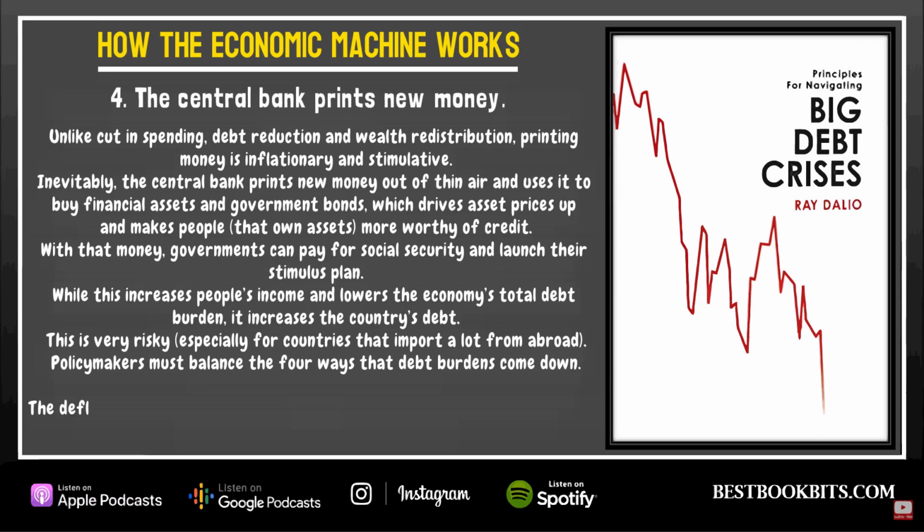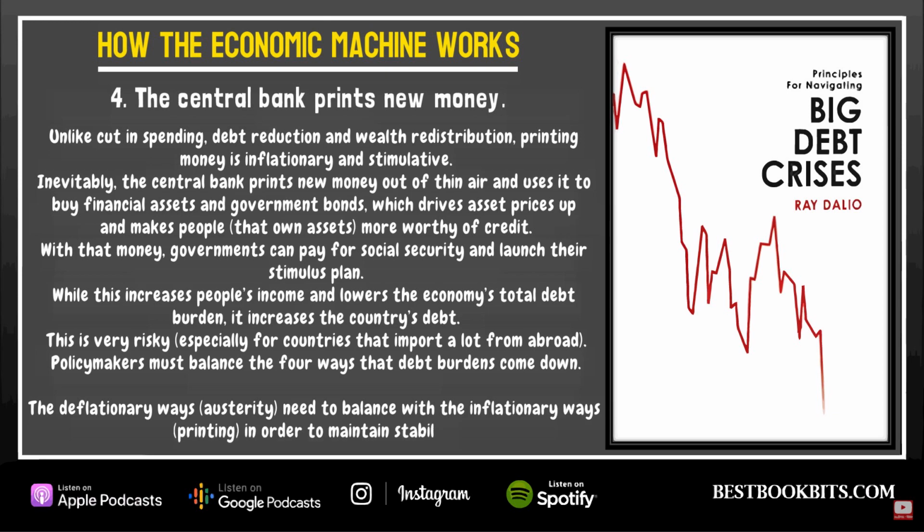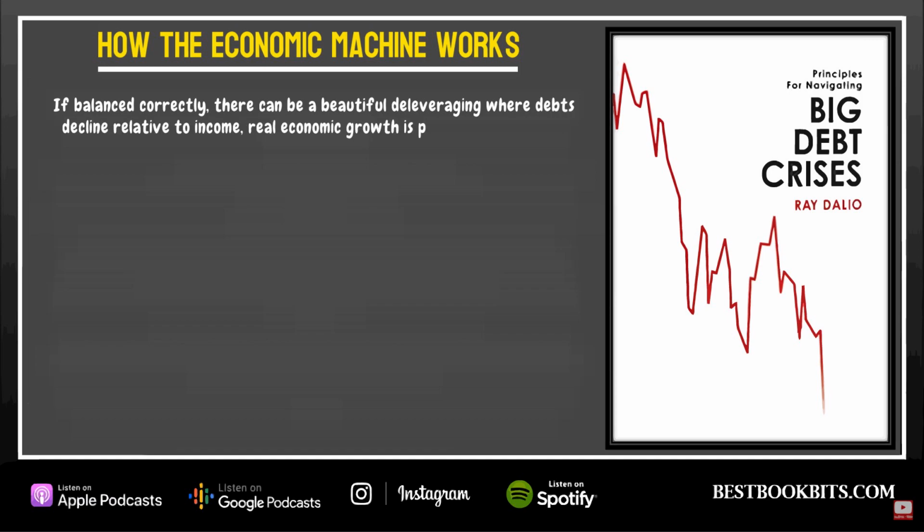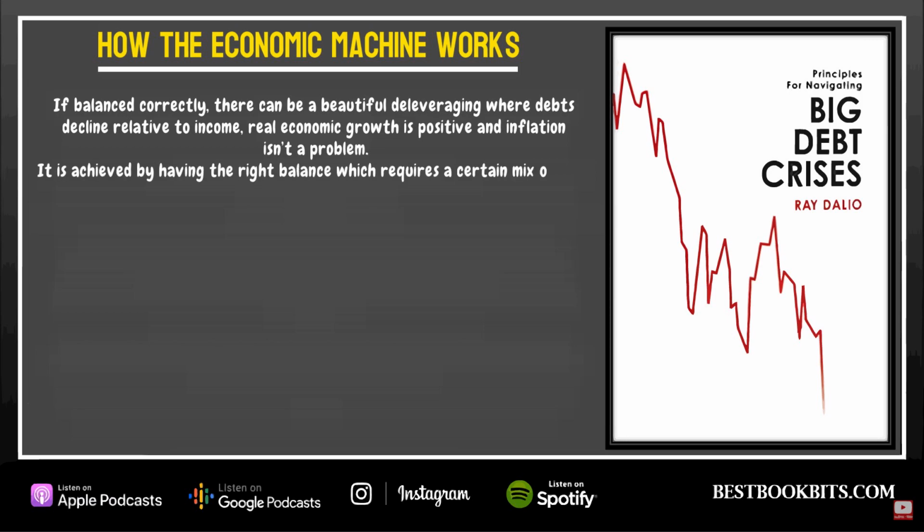Policymakers must balance the 4 ways that debt burdens come down. The deflationary ways, austerity, need to balance with inflationary ways, printing, in order to maintain stability. If balanced correctly, there can be a beautiful deleveraging where debts decline relative to income, real economic growth is positive, and inflation isn't a problem. It is achieved by having the right balance, which requires a certain mix of cuts of these 4 methods.